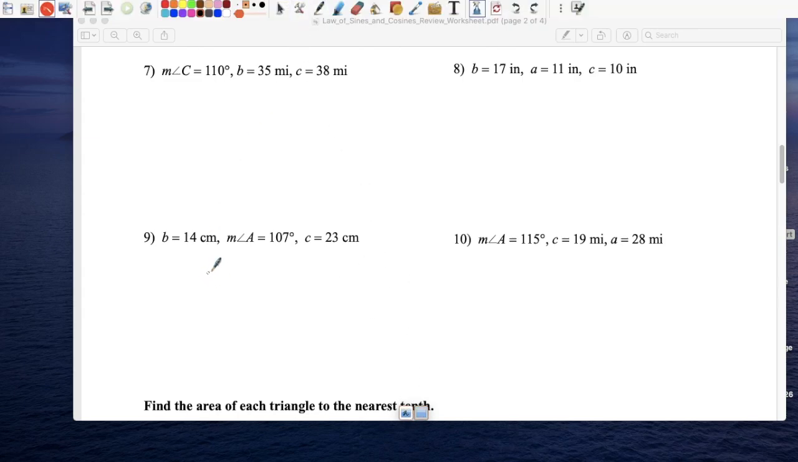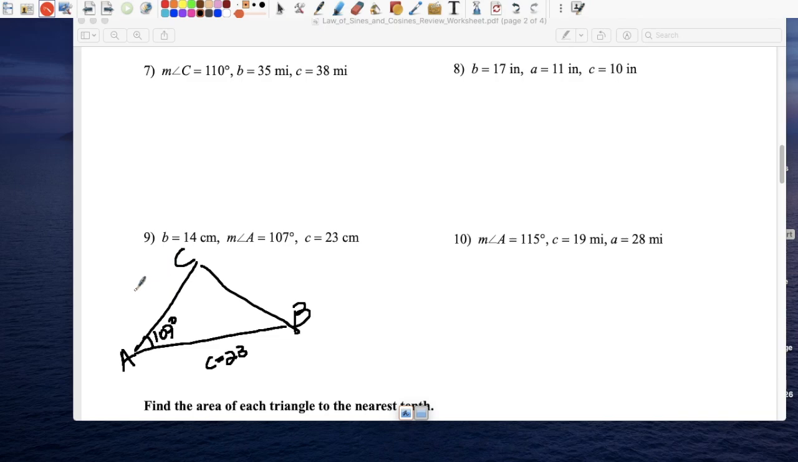So let's draw the triangle. This is A. Let's make this B. Let's make this C. This is 107. Little c here is 23. And little b here is 14.